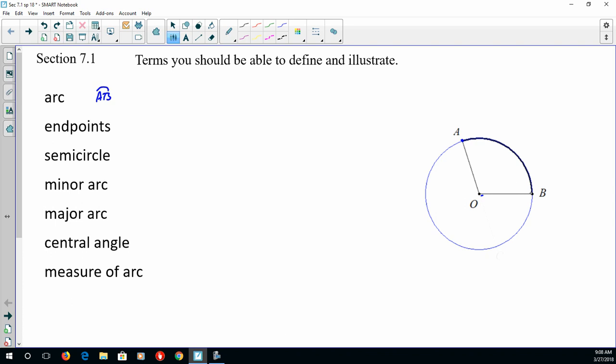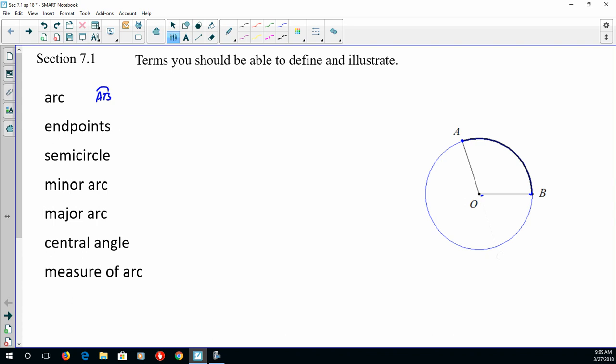It is possible to have an open arc, and I guess if you had an open arc, you'd signify it that way, like you would do an open interval on a number line. Okay. Now the endpoints, well, that's obvious. A and B are the endpoints here. The endpoints of the arc is where it starts and stops.